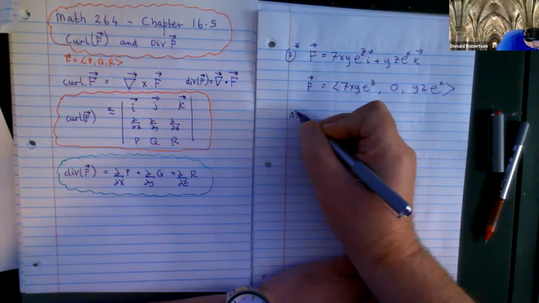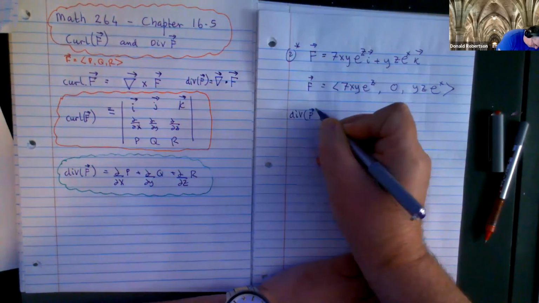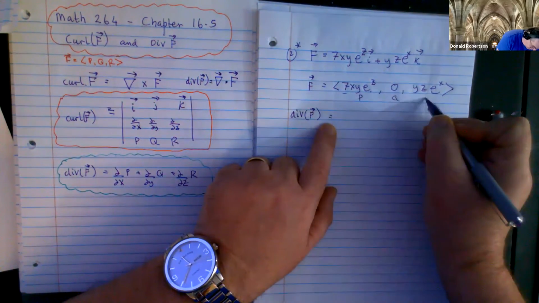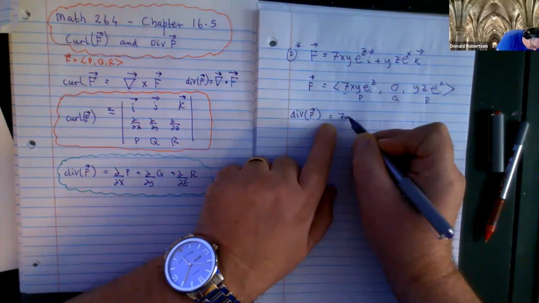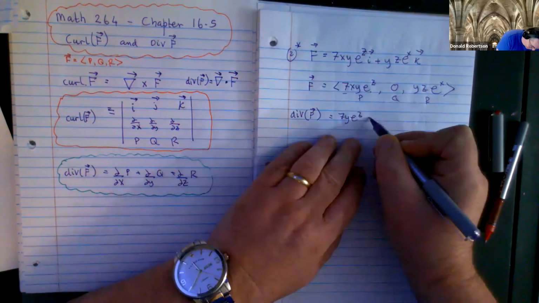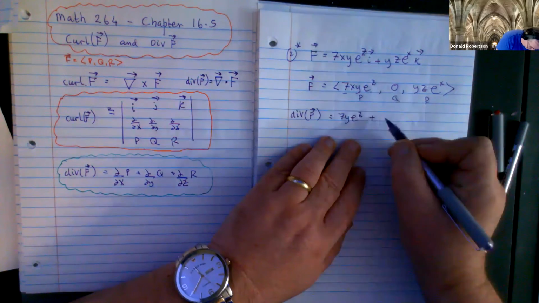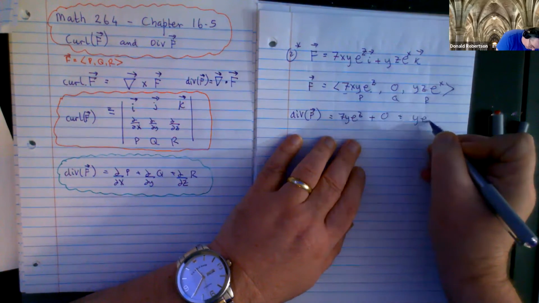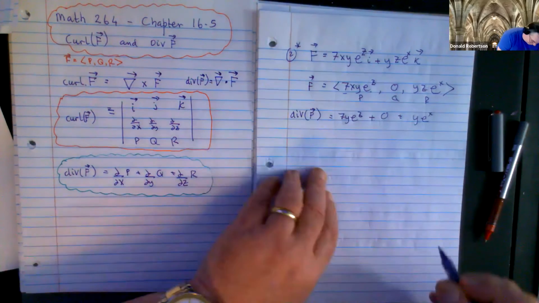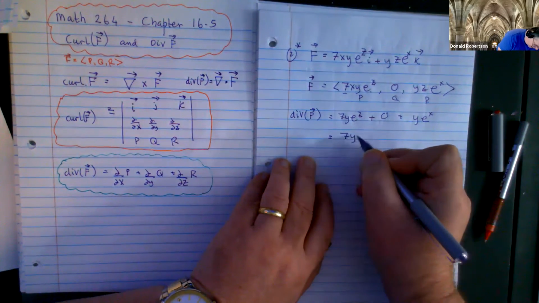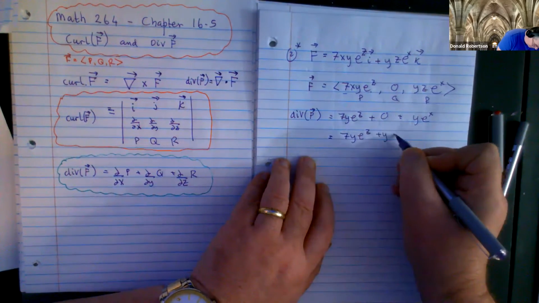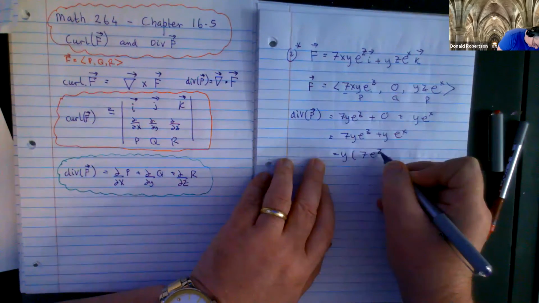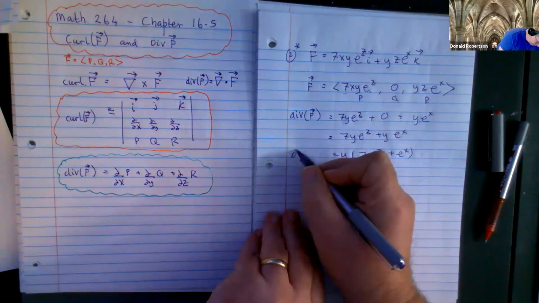I'll do the divergence one first. So if you differentiate this with respect to x, you get 7y e to the z, plus if you differentiate that, well, you get nothing. And if you differentiate this with respect to z, you get y e to the x. So not really anything as far as style points go. I guess I could pull out a y. I'm not sure it's worth the effort, but I've done it now. There would be your answer.